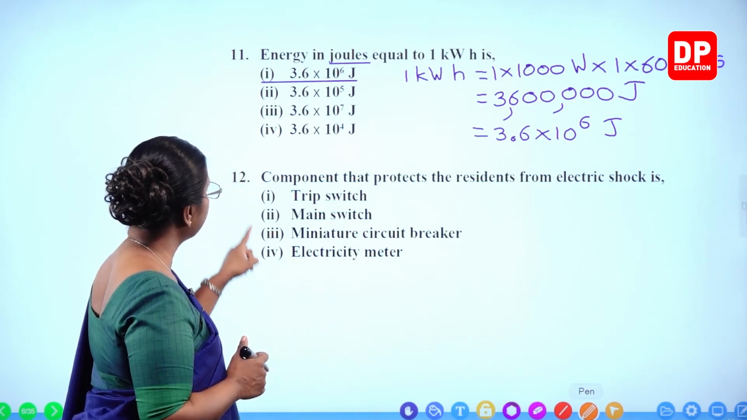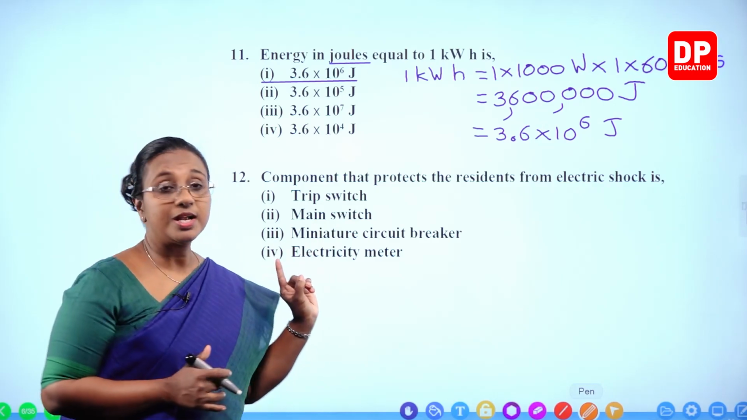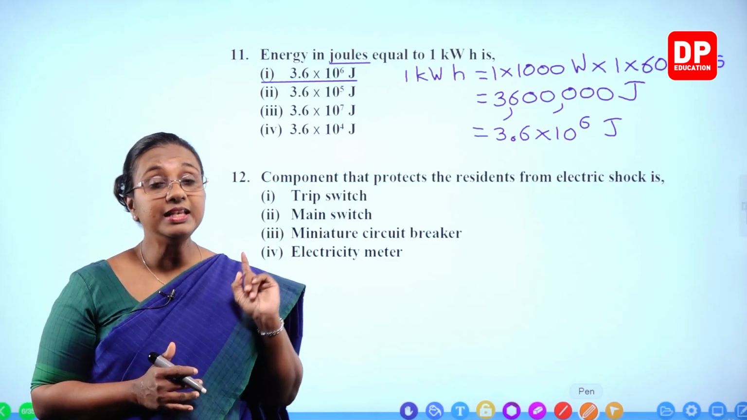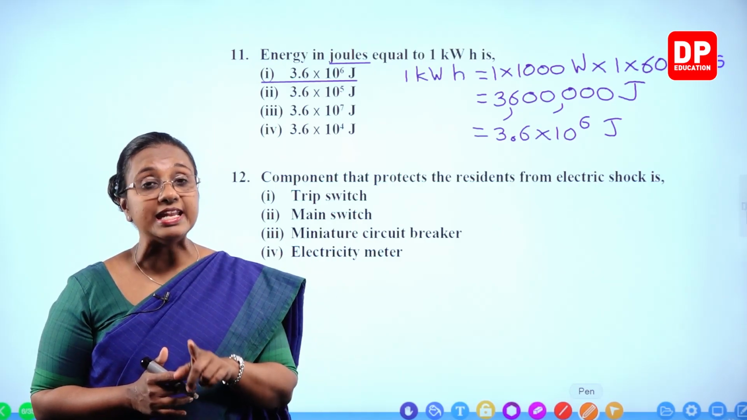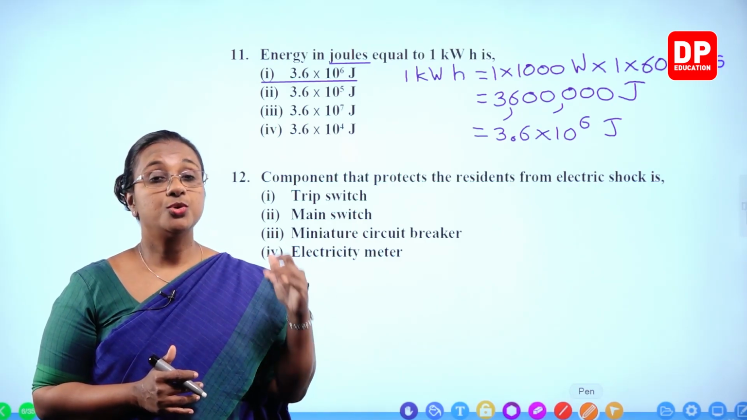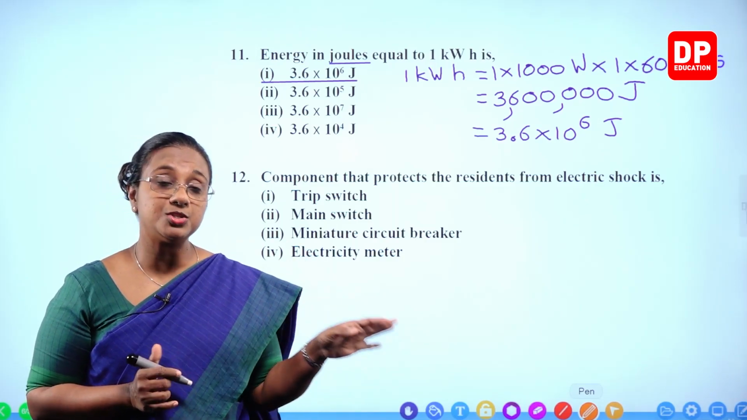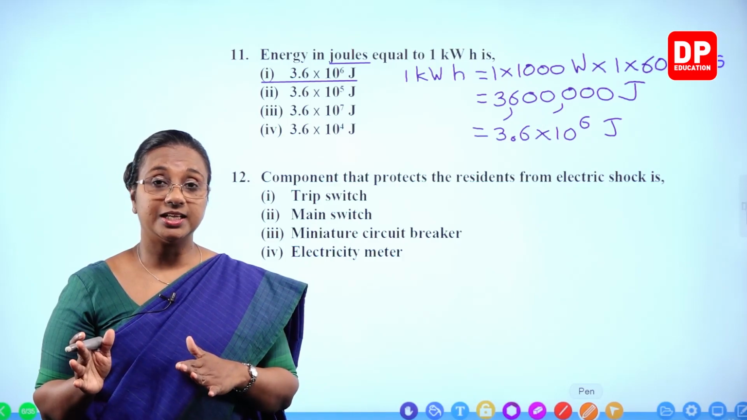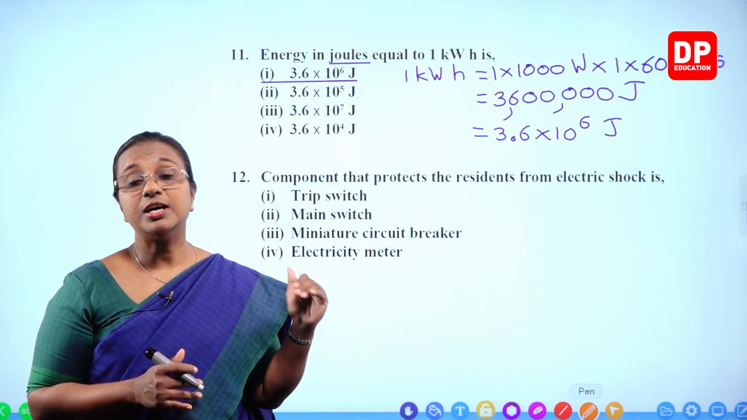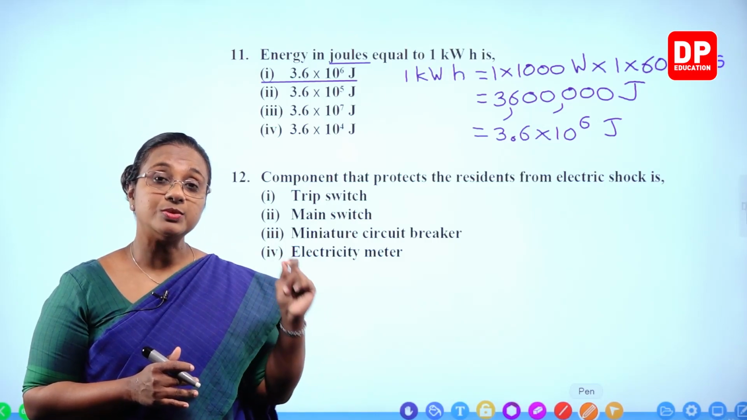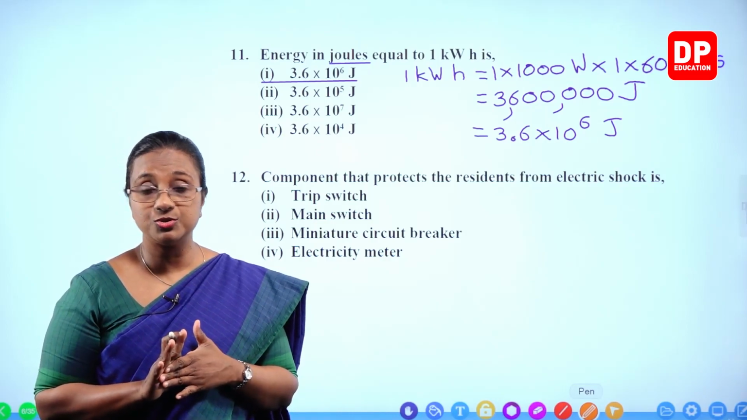So if we look at the answers, first one, trip switch, that is correct. Main switch, what is the main switch? It is the isolator. Isolator has both main switch and the main fuse. So main fuse does not allow a current more than 30 amperes to pass into the household circuit. So their electricity will be disconnected to the household. And also main switch can be used to turn on and off the electricity supply to the household.